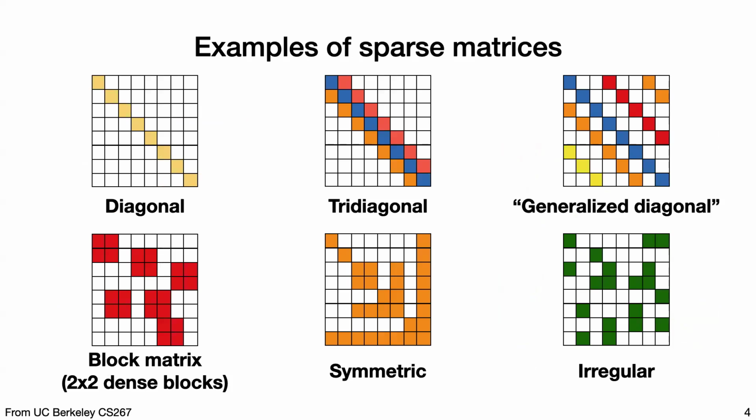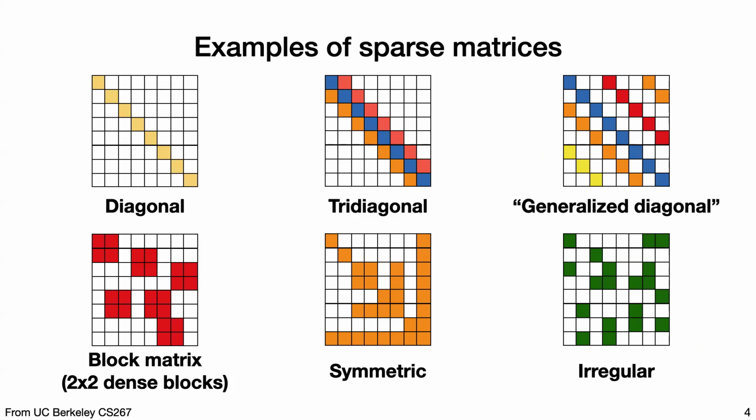And there are many possible structures of sparse matrices. Some common ones: one is diagonal. The colors are where the actual entries are, and the empty is just zero. Diagonal means all the entries are along the main diagonal. Tridiagonal, we have three main diagonals that are covered. And the general form of that is generalized diagonal. You can have some arbitrary diagonals.